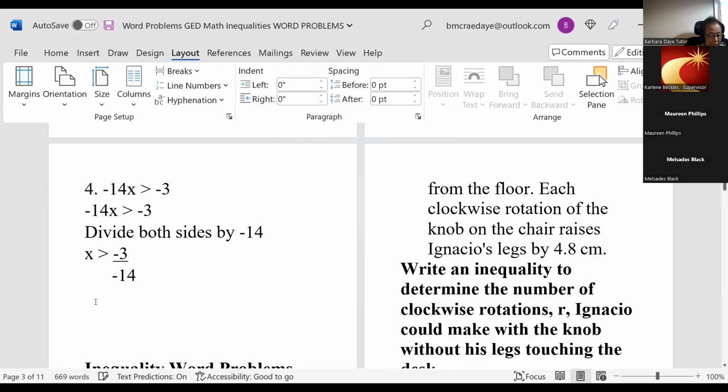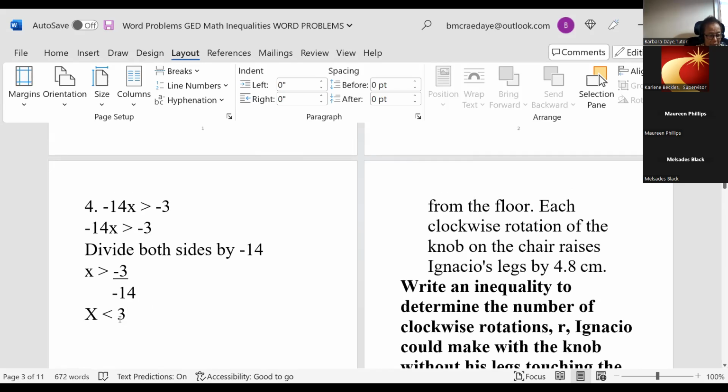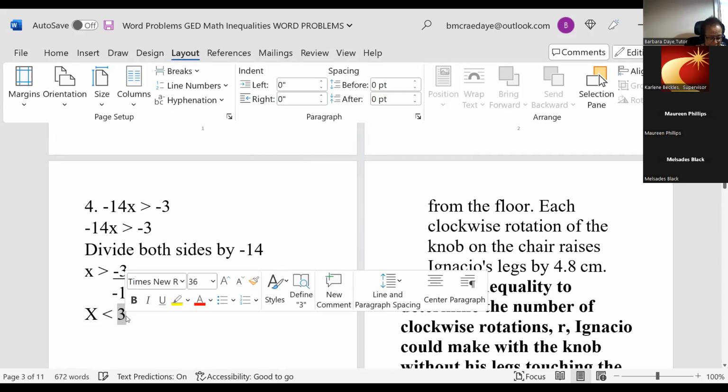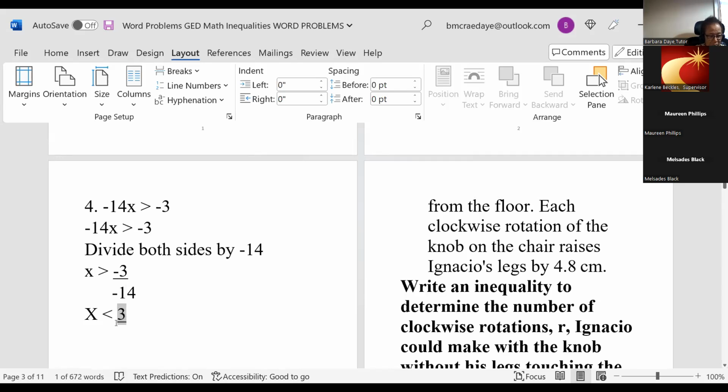It becomes x. And you have to reverse the sign since you divided by negative, right? So that would be x less than 3/14, because minus over minus is plus. Because you divide by negative, you put the little x here.